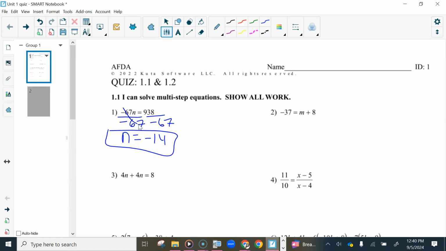Some common mistakes I saw there were we added 67, but because these two are connected, we can't separate them like that. And because they're connected, that means they're multiplying. So we have to divide. Some of us divided but forgot the negative, so minor mistakes. But just be careful with that.